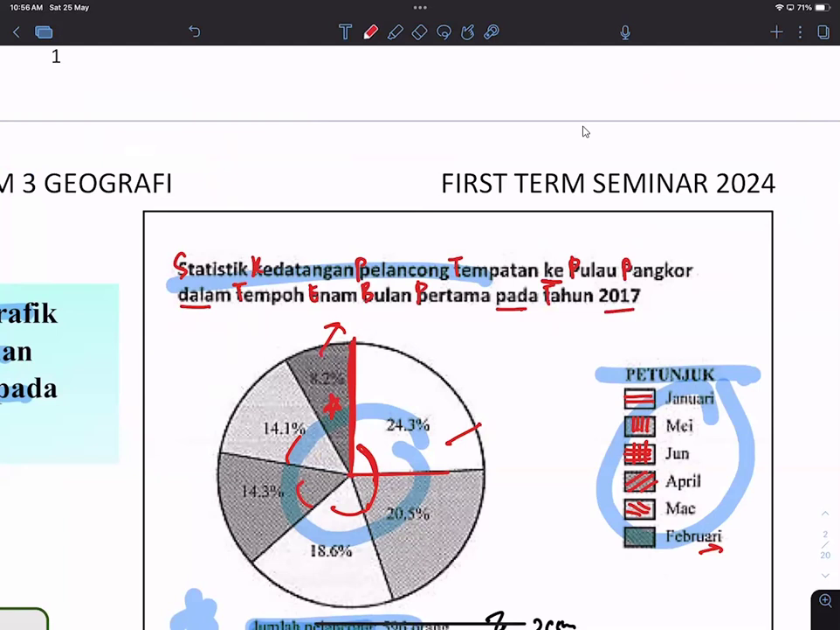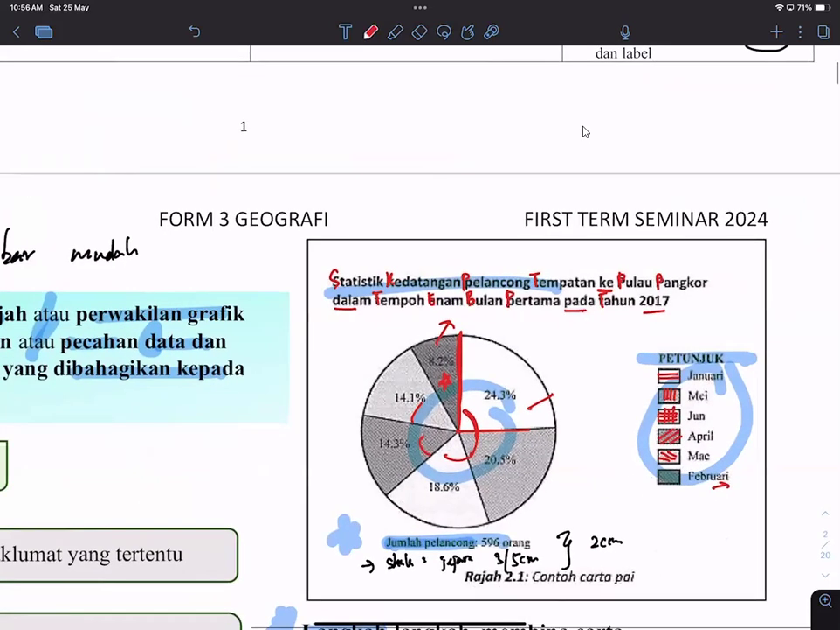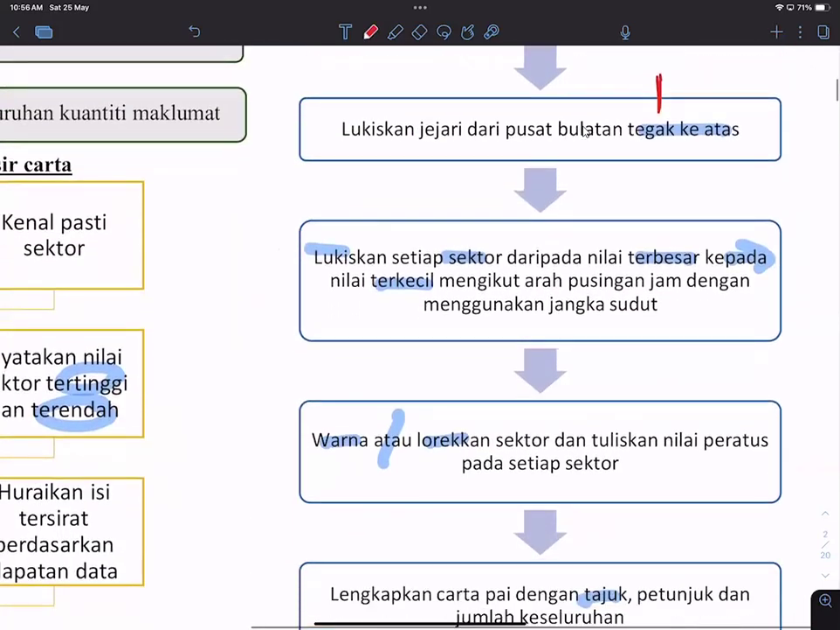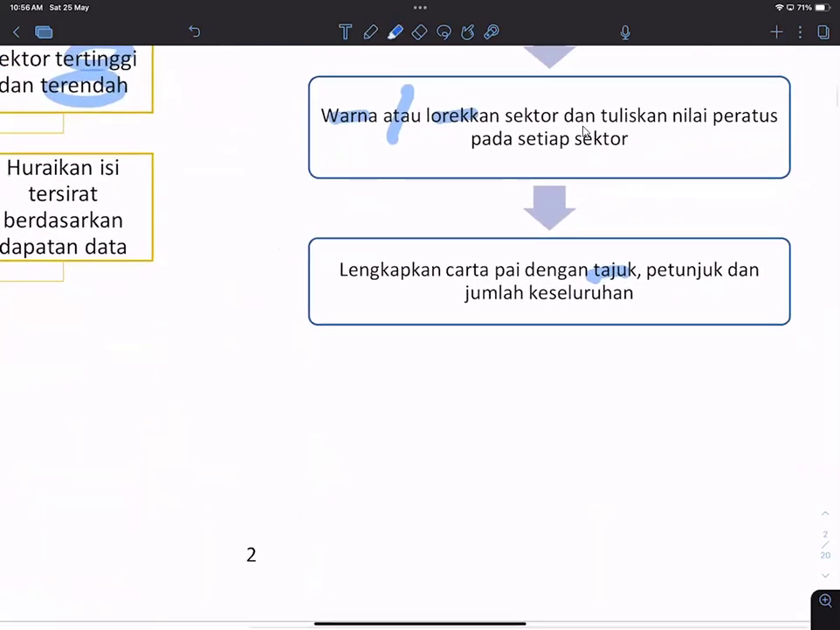No matter which is the graph. For graph, also the same format. Graf bar, gabungan, garisan, carta pai, all the same format. First letter has to be uppercasing. Done for the tajuk, and then remember the petunjuk.